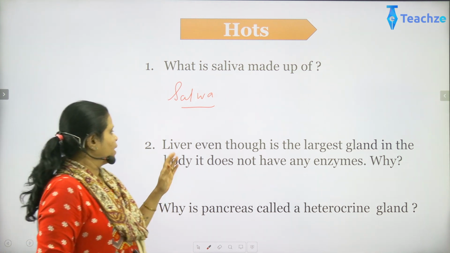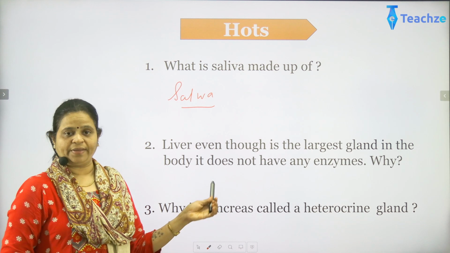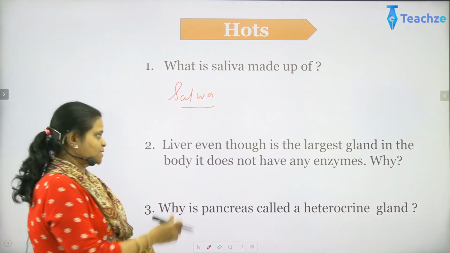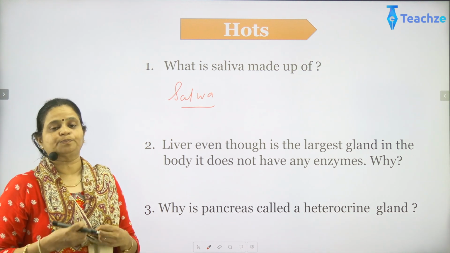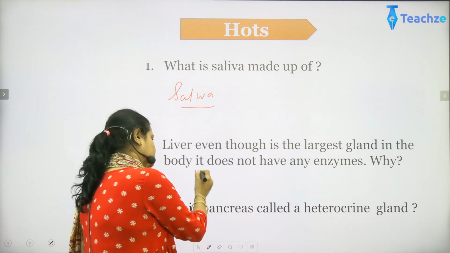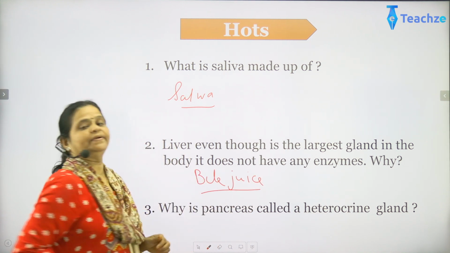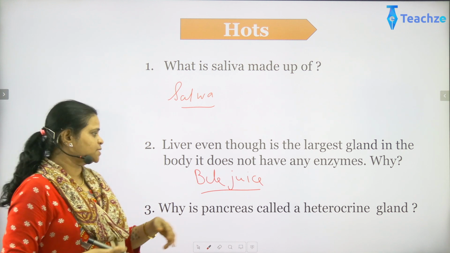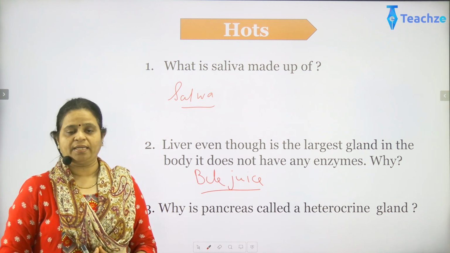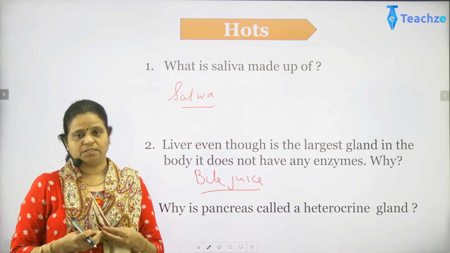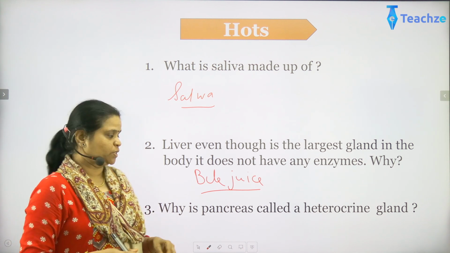Now the liver, even though it is the largest gland in the body, does not have any kind of enzymes, but it does produce what is called bile juice. These reactions we'll be taking up in the next session. Now, why is the pancreas called a heterocrine gland? Because it acts both as an exocrine and an endocrine gland: exocrine for digestion, and endocrine to produce hormones which are very important for sugar metabolism.